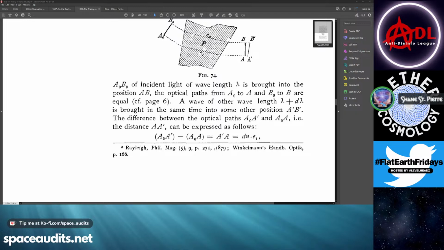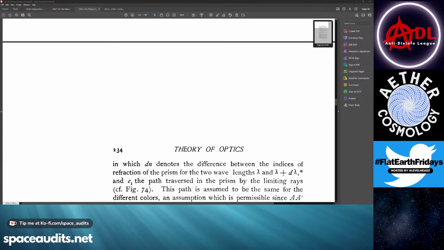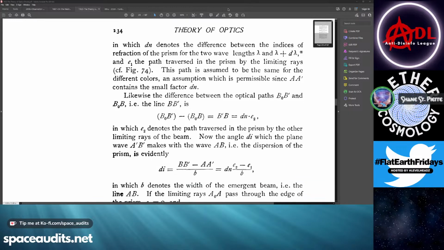Difference between the optical paths A sub 0 A prime and A sub 0 A, i.e. the distance A prime A, can be expressed as follows: A sub 0 A prime minus A sub 0 A equals A prime A equals dn times E1, in which dn denotes the difference between the indices of refraction of the prism for the two wavelengths lambda and lambda plus d lambda, times E1, the path traversed in the prism by limiting rays.